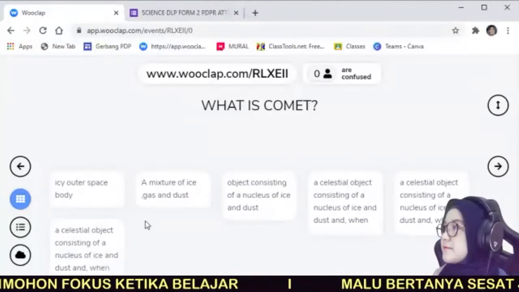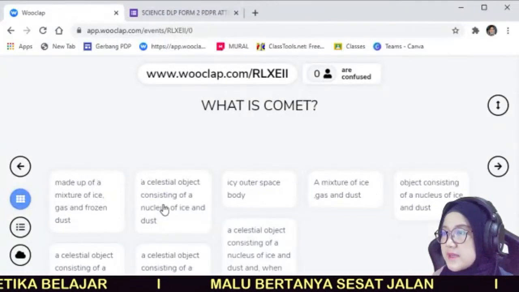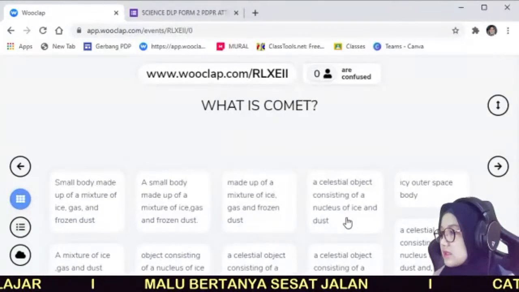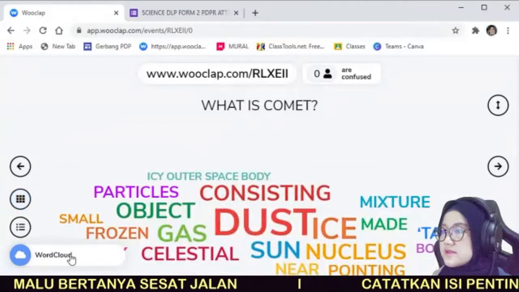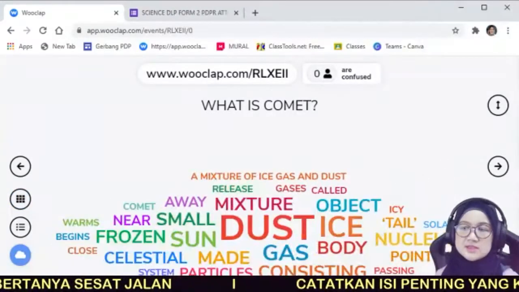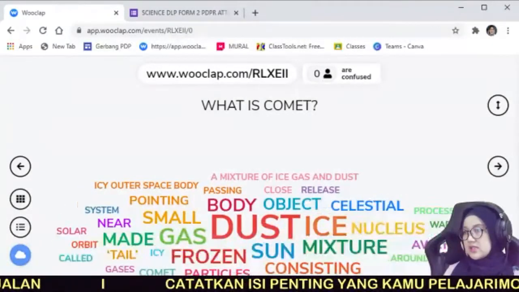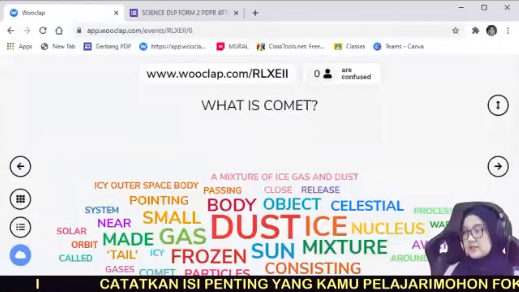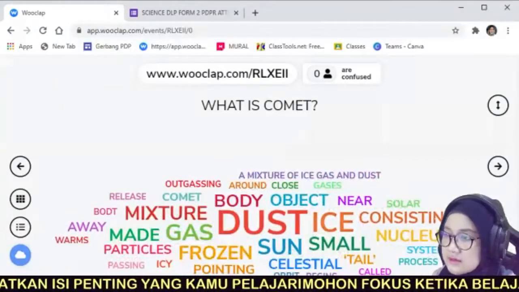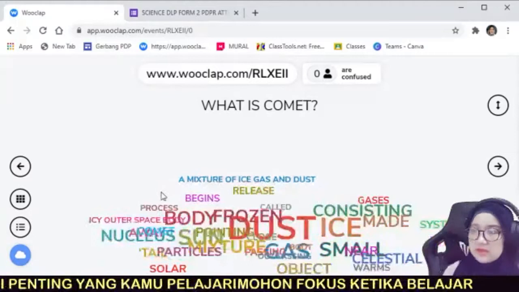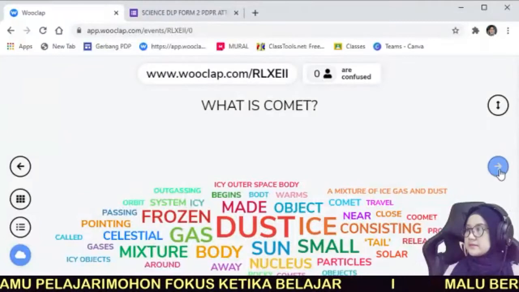Everyone is giving the same response. Icy outer space body. Very good, everyone. A mixture of ice, gas, and dust. A celestial object consisting of particles, outgassing, comet tail. So what is the meaning of tail? Let's see the answer.